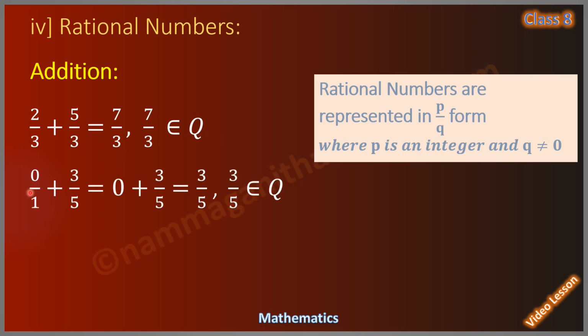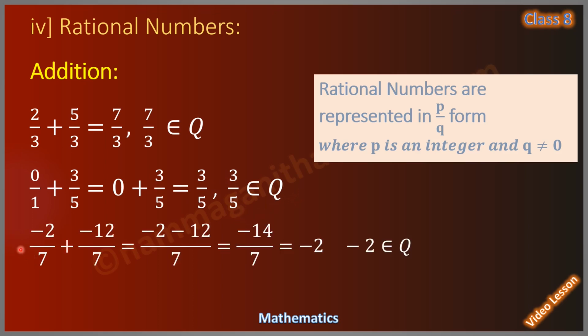Now consider the second example. 0 and 3 by 5 are two rational numbers. We can write 0 as 0 by 1. 0 by 1 plus 3 by 5 is equal to 0 plus 3 by 5, the answer is 3 by 5, and 3 by 5 belongs to Q.